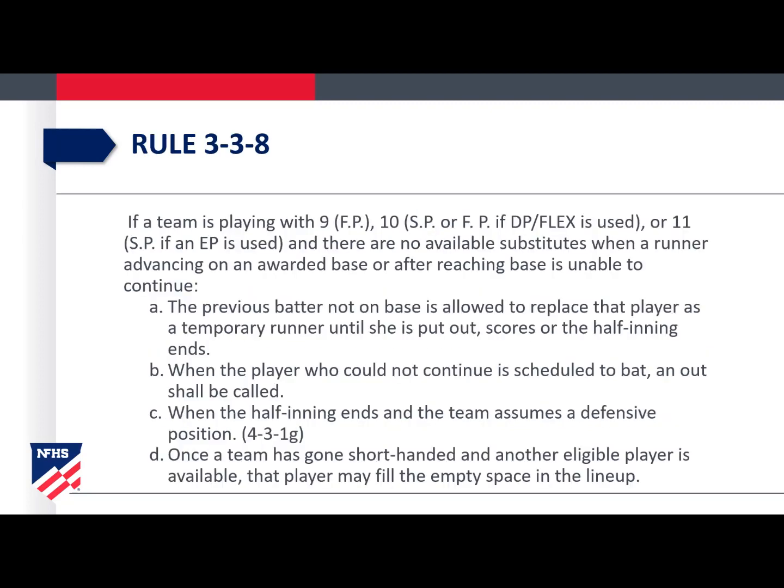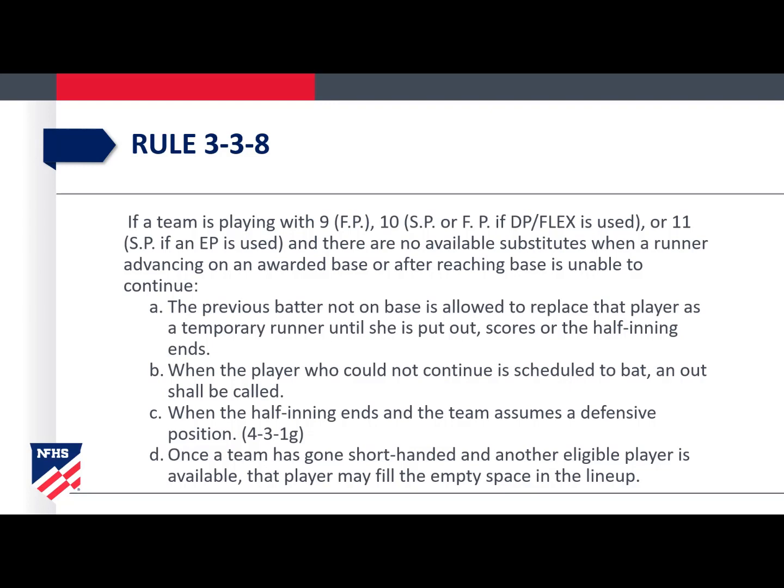Now let's look at Rule 338 and find out what we do if we have a team that has no available substitutes when a runner is advancing on an awarded base or after reaching base and they are unable to continue. In A, the previous batter not on base is allowed to replace that player as a temporary runner until she is put out, scores, or the half inning ends.